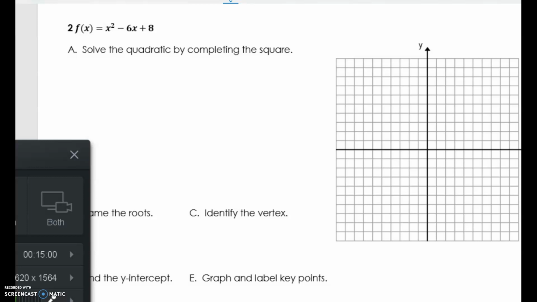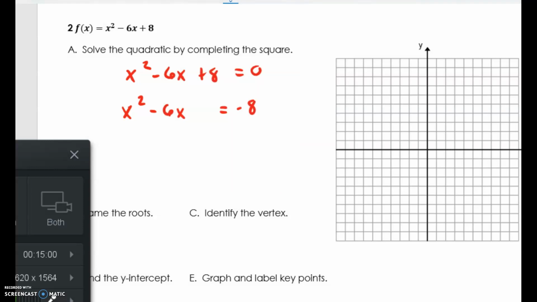So these are the steps that we did for completing the square. First, we set it equal to 0. Then we move the c term over to the other side because we're trying to turn the left-hand side into a perfect square trinomial. Okay, so I moved that c term to the other side. So I got x squared minus 6x equals negative 8. And now I've got to figure out what am I going to add to both sides of the equation to make it a perfect square.